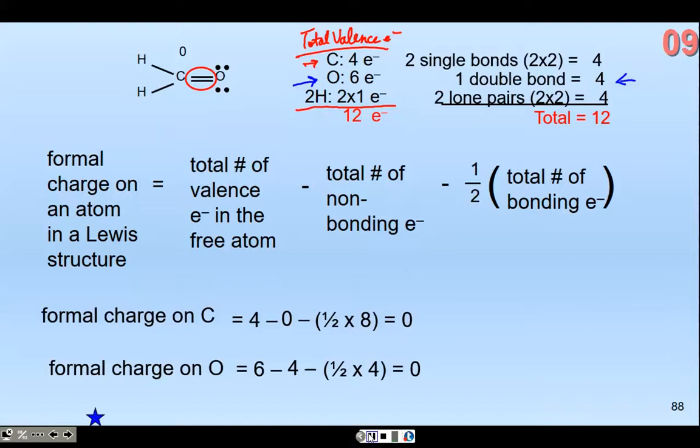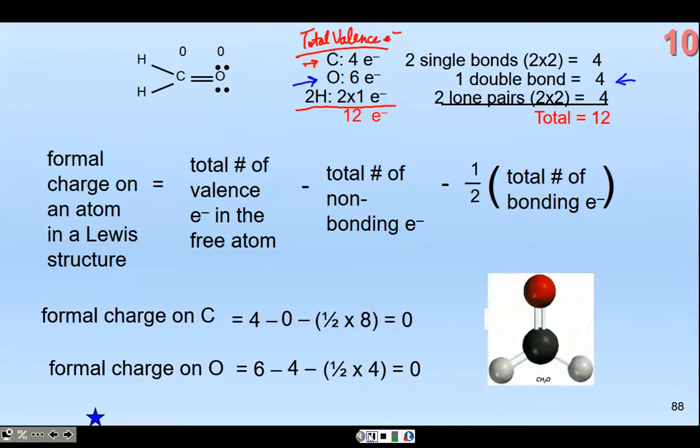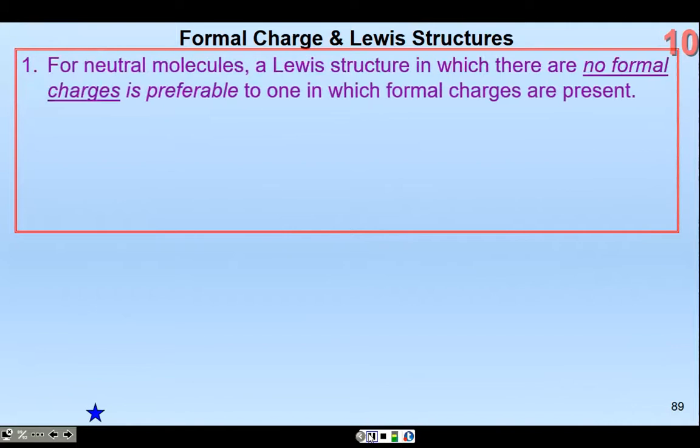So half of those 2 there. So the formal charges on carbon and oxygen are 0 and 0 in this particular arrangement for formaldehyde. Well, what do we make of that? Well, it turns out that this is the preferred structure for formaldehyde, where you put a double bond between carbon and oxygen. Why? Well, let's first of all verify.